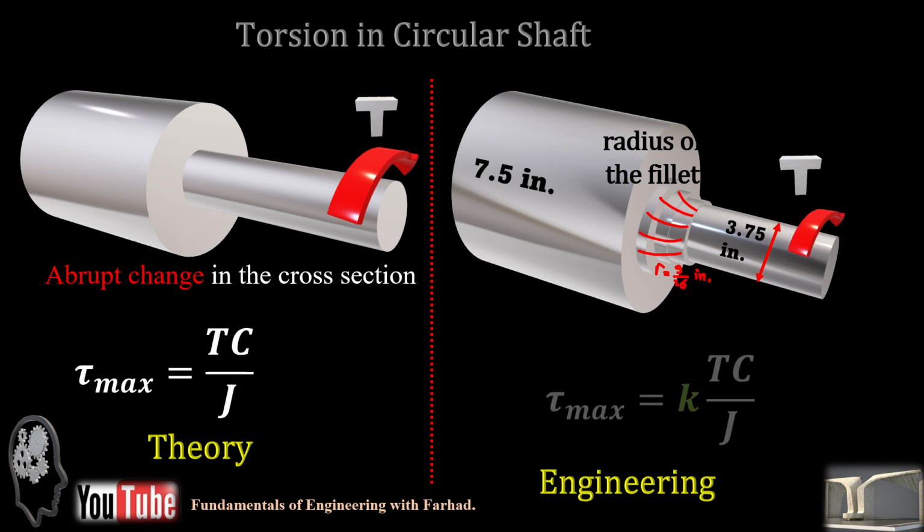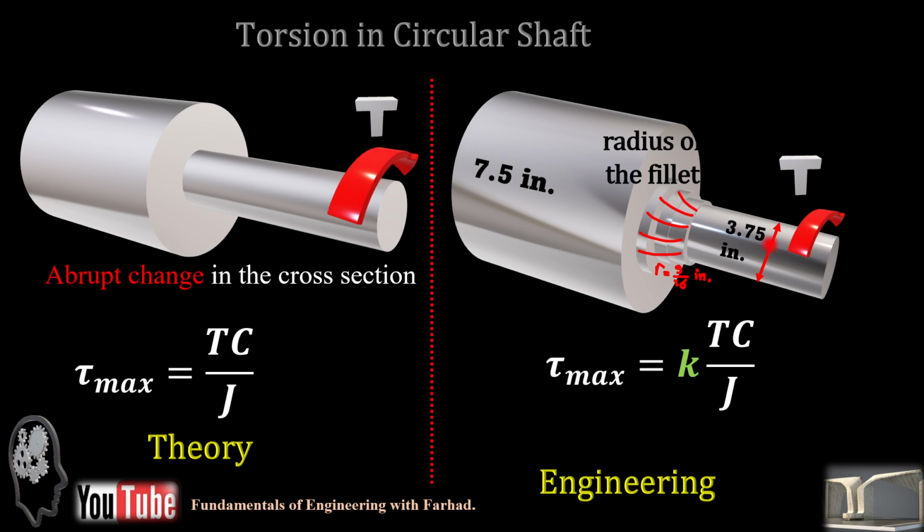If the same torsional torque is applied and we use a fillet for the transition part, tau max is then equal to a stress reduction factor, which is definitely higher than 1. So if this is higher than 1, this is definitely higher than that one also, maybe 2, maybe 2 point something. Tau maximum is K times Tc over J.